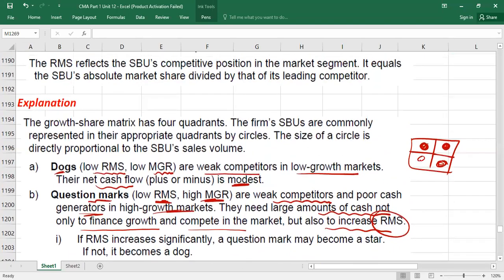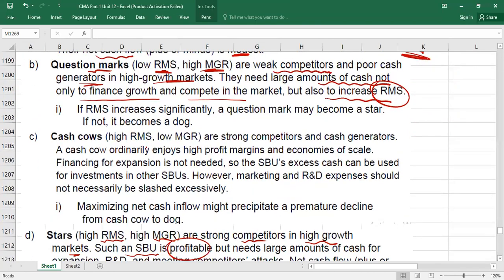But there's a fourth quadrant, this one here. These are called cash cows. Cash cows mean low growth rate but high customer base. It means you cannot grow more. Maybe you have grown to the maximum, but you have a high customer base. So these are the best things for you, cash cows. Cash cows mean relative market share is high, but growth rate is low. These are strong competitors and cash generators. These are the cash generators for you.